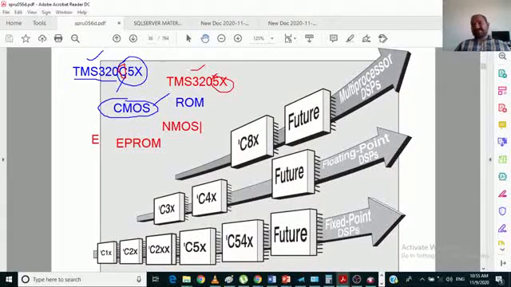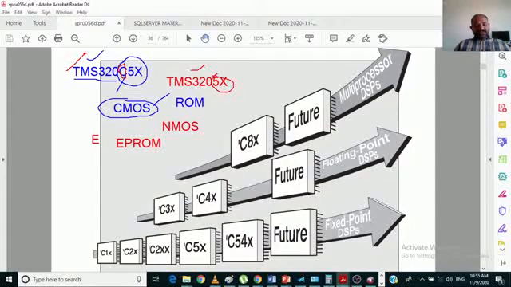Now we are having the MOSFET. The same MOSFETs are used in designing the microprocessor, but we are not here to discuss in more detail what exactly the CMOS technology and the NMOS technology are. So this is a brief note on a particular series number, the TMS 320C 5X family.